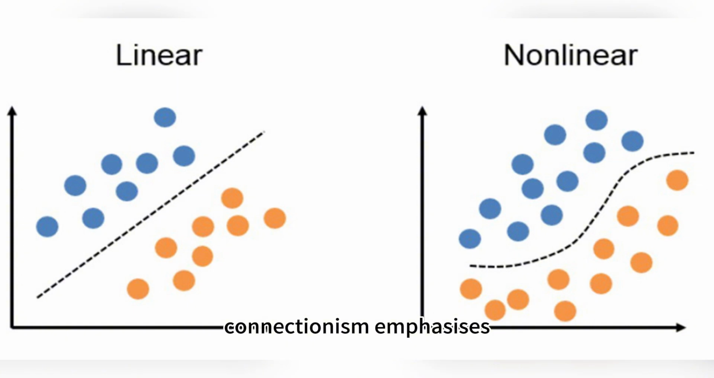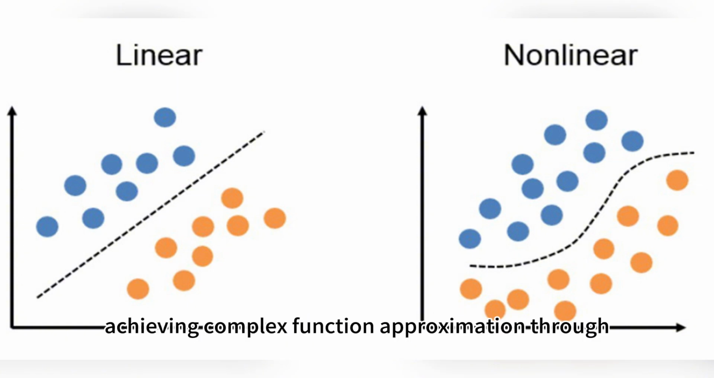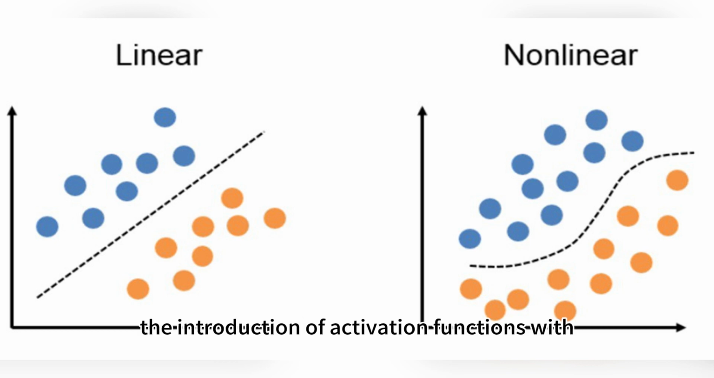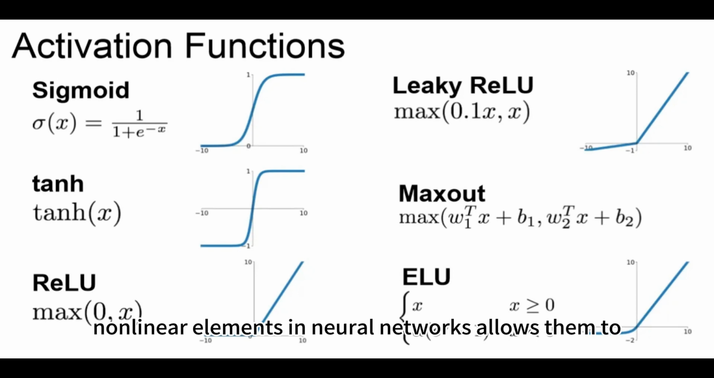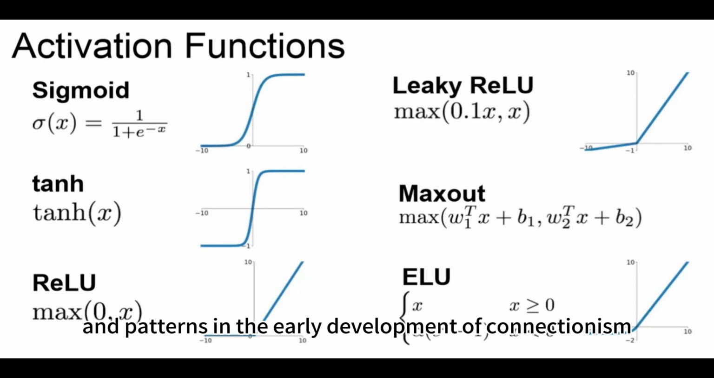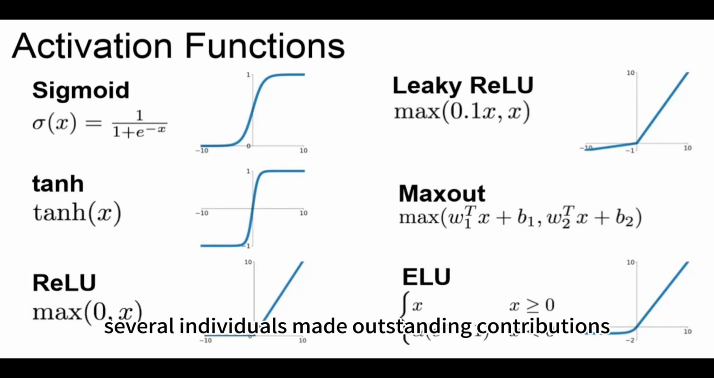Connectionism emphasizes achieving complex function approximation through nonlinear mapping. The introduction of activation functions with nonlinear elements in neural networks allows them to learn and represent more intricate relationships and patterns. In the early development of connectionism, several individuals made outstanding contributions.